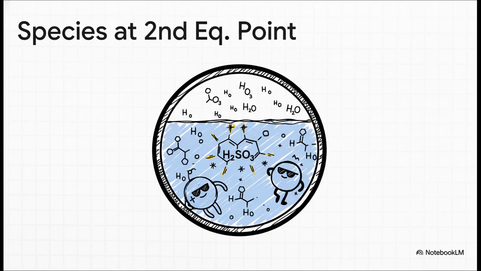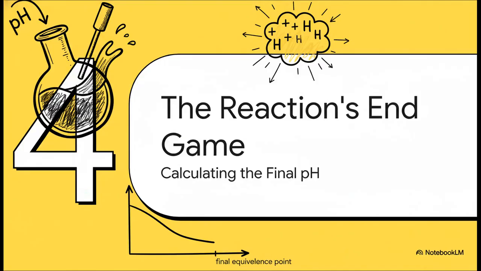So let's pause for a second and take a mental snapshot of the beaker right at this exact moment. 40 milliliters of acid have been added. What's actually floating around in there? Well, we've got potassium and nitrate ions. They're just spectators, kind of watching from the sidelines. But the crucial part, all of our original base, the sulfite, has now been completely converted into its acidic form. Sulfurous acid.